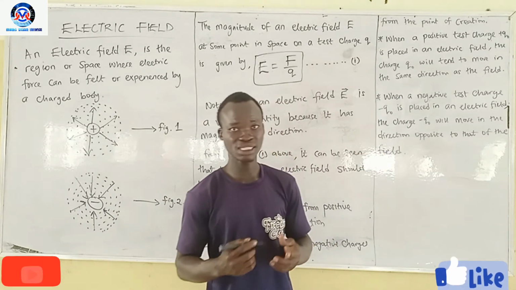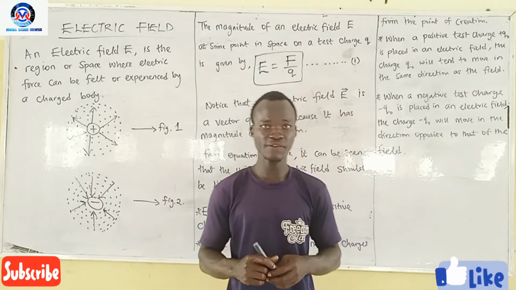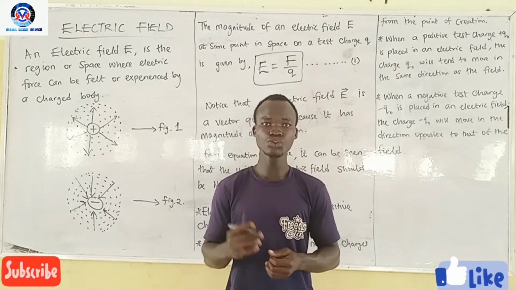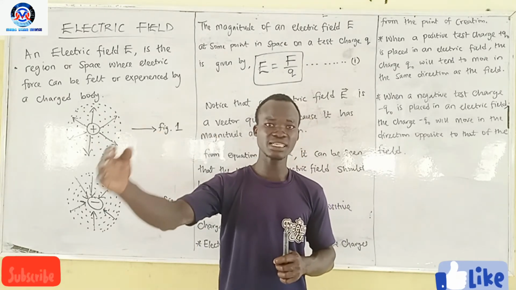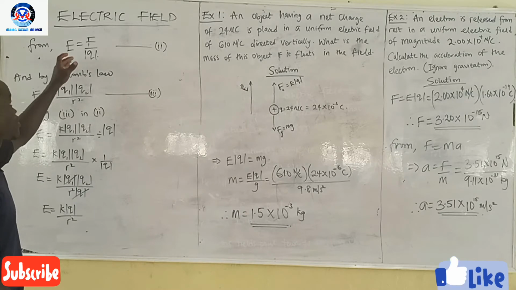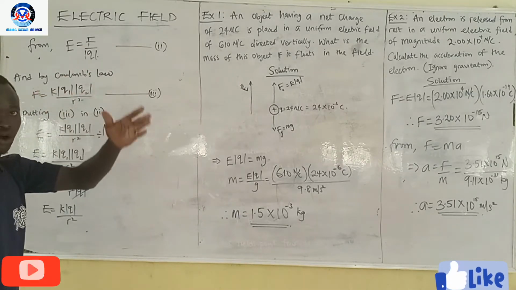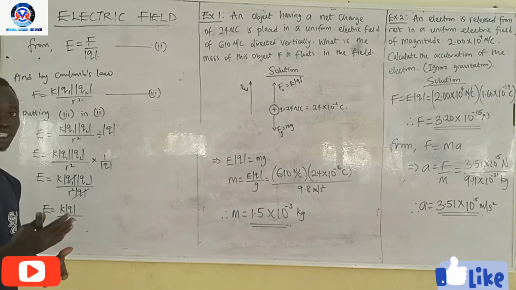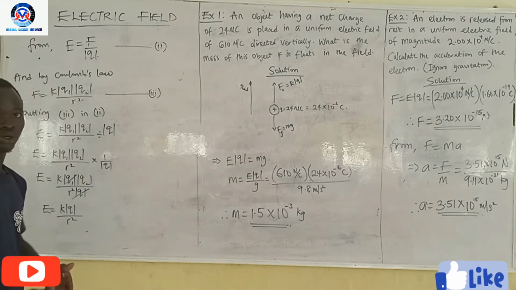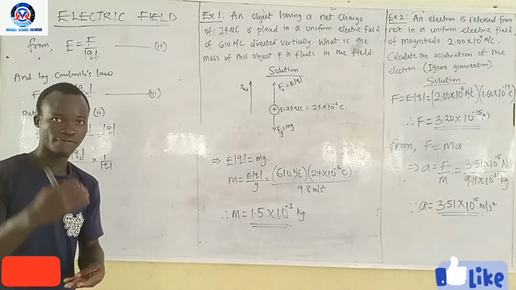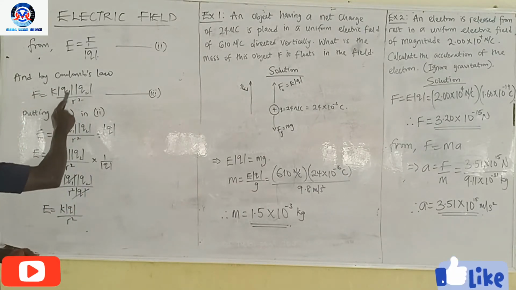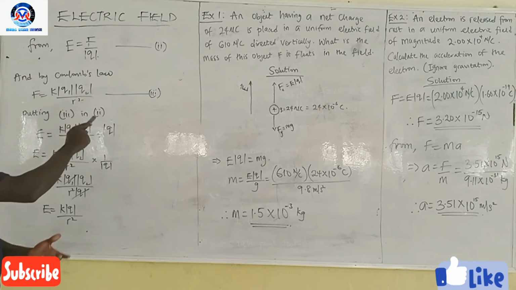So now that we understand the basic concept of an electric field, it's time for us to know the magnitude of an electric field due to a point charge at a distance from the charge. We know that the magnitude of an electric field is given by force per charge: the force divided by the magnitude of the charge. And by Coulomb's law, the force on a charge is K multiplied by the magnitude of Q1 multiplied by the magnitude of Q2 over R squared.